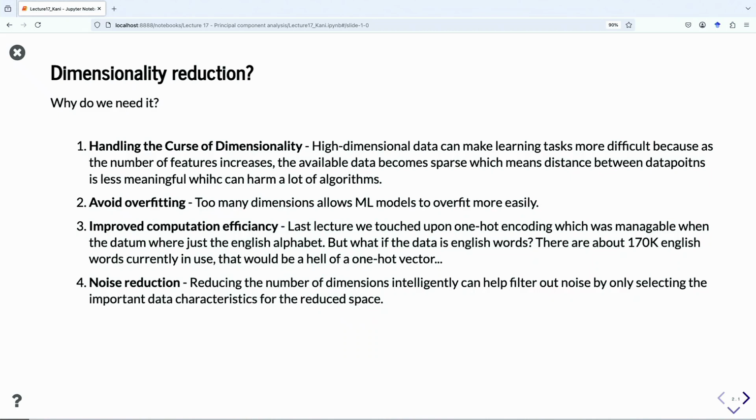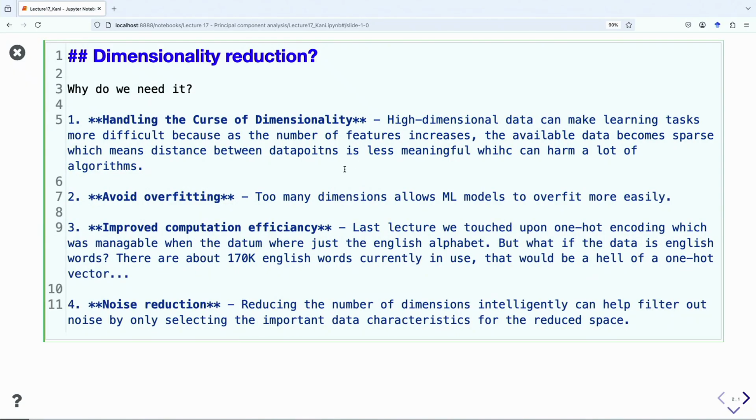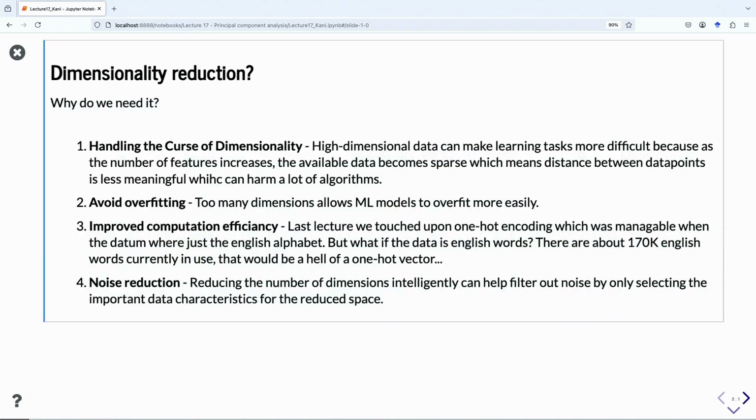There are multiple motivations behind this. First is the often named curse of dimensionality, which is simply that if your data is high-dimensional, it can make learning tasks more difficult, because as the number of features increases, the available data becomes sparse, which means the distance between data points is less meaningful, which can harm a lot of algorithms.